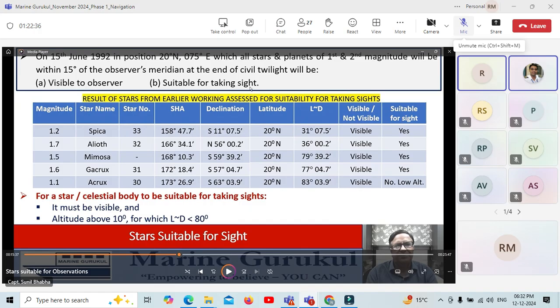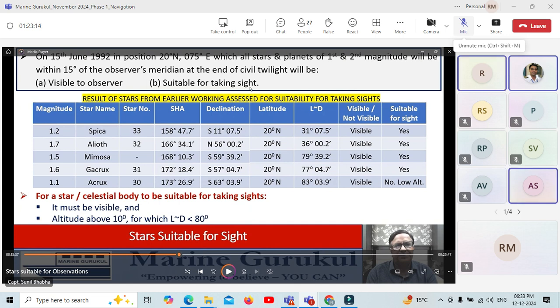L minus D should always be 10 degrees to 80 degrees, then it is suitable for sight. Is it correct, sir? No, beta, not L minus D. It is L difference D. Yes, L difference D should be within 10 to 80 degrees, then it is suitable for sight? No. Even if L difference D is 0 degrees, it will be suitable. That 10 degrees is basically the altitude of the body. Altitude has to be above 10 degrees to take a sight, and this is ensured by keeping L difference D less than 80. Even if L difference D is 5, you can still take a sight.